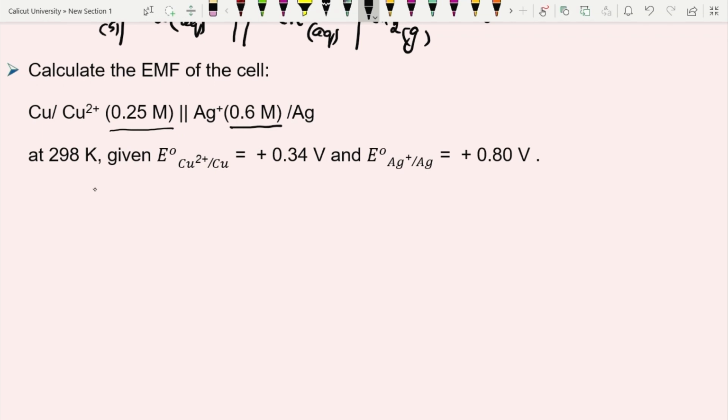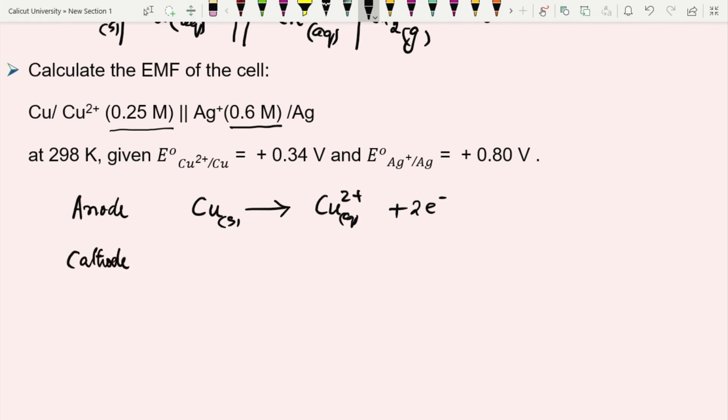So, first we have to find out the value of N. Here copper is undergoing oxidation, so I will put the anode part first: copper gives copper 2 plus and 2 electrons. So, this will be the anode. Now, the cathode will be silver. How did I identify that? If you remember, just by checking the values of reduction potentials. Silver has the higher reduction potential and therefore silver will be the cathode.